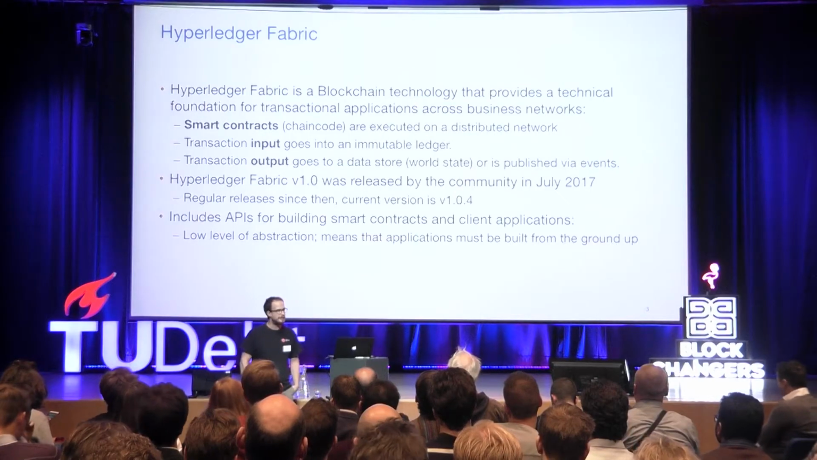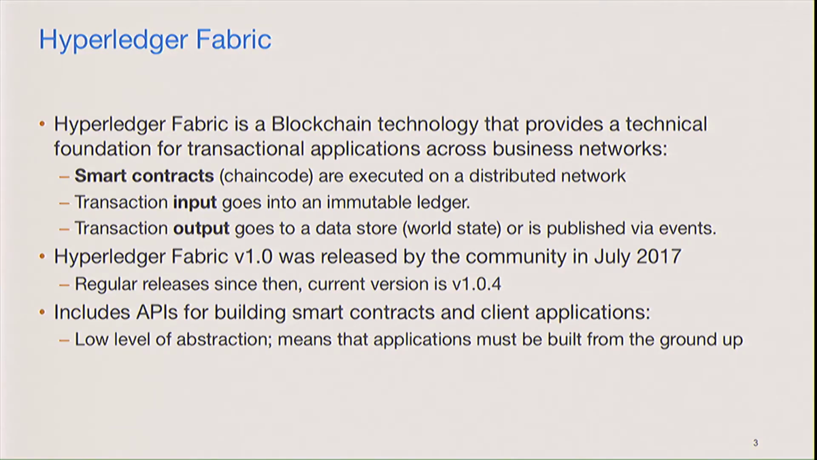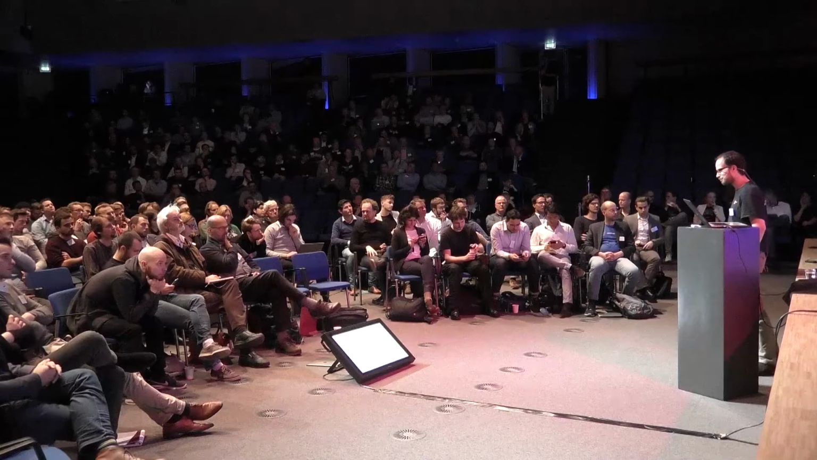Marta fortunately introduced it for me, but Hyperledger Fabric is one of the blockchain technologies under the Hyperledger project, and it's one that IBM looks at the most. It provides a technical foundation for building blockchain business networks. It has smart contracts, or chaincode, for describing the rules of a business network. The input data to the transaction gets recorded in an immutable ledger, and the outputs of the transaction, whether that's new bits of data or records of new assets, get stored in a world state database. But you can also publish events from the blockchain, and you can trigger activity in downstream systems.